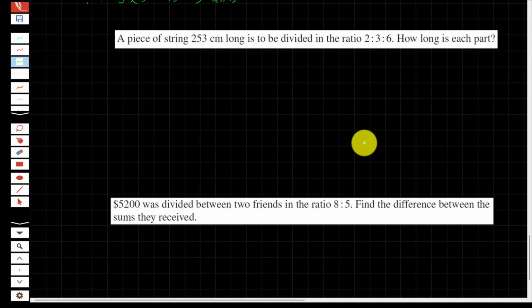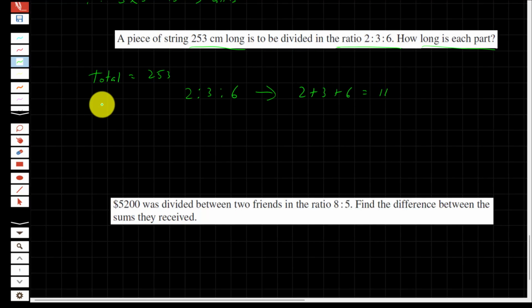The next question here, we have a piece of string. We're given the total length of that string and we're given a ratio there. This time 3 parts. So the ratio is 2 to 3 to 6. So the first part is the shortest one, the next one is the next longest, and the next one is the longest.